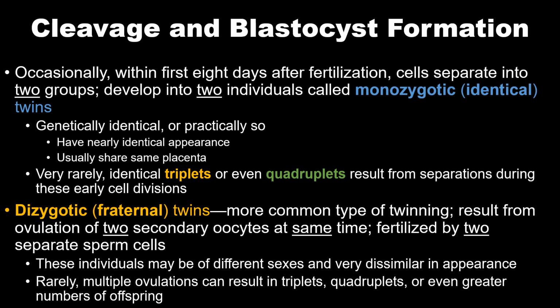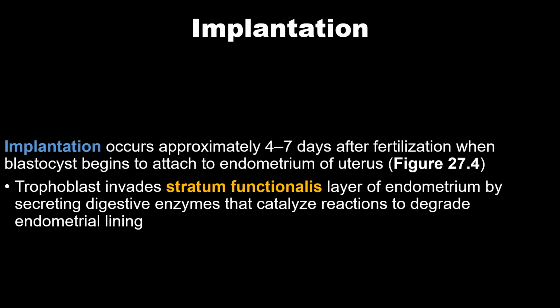A more common type of twinning will occur from the ovulation of 2 oocytes at the same time. These are going to be fertilized by 2 separate sperm cells, and these are dizygotic or fraternal twins. They can be separate sexes, totally dissimilar in appearance, and multiple ovulations can actually result in triplets, quadruplets, or even greater numbers of offspring, but this is extremely rare except with the use of ART that artificially stimulates the release of multiple oocytes.